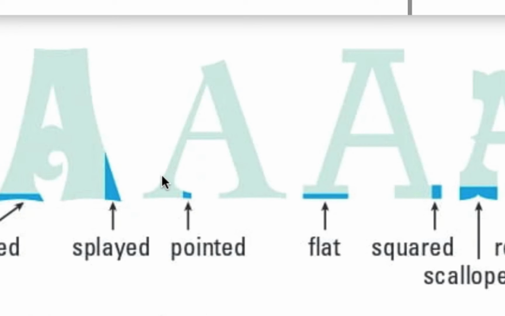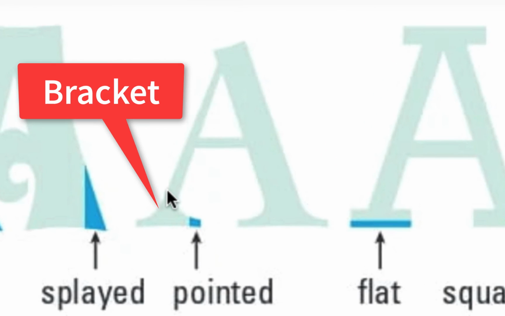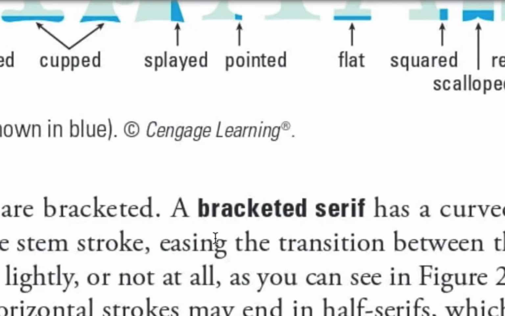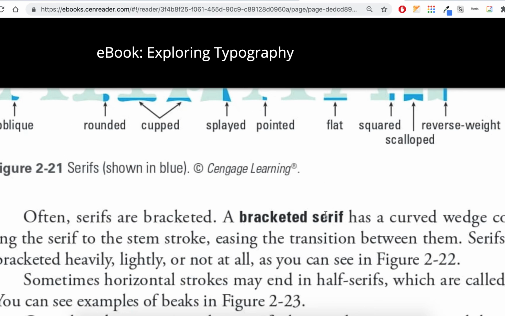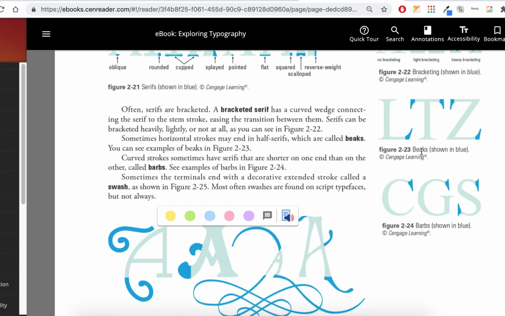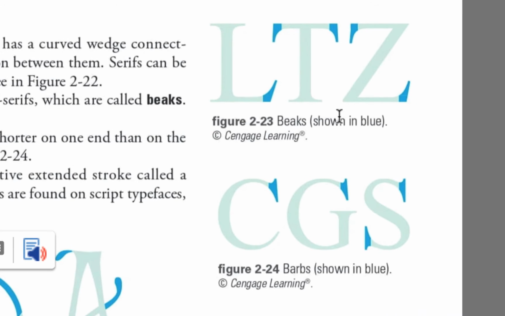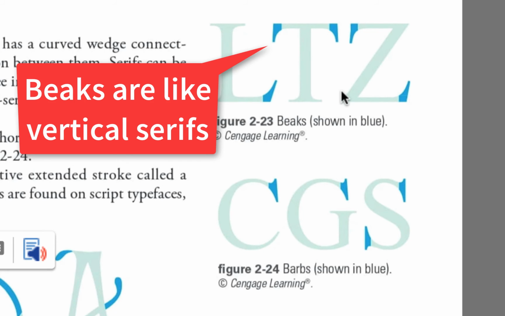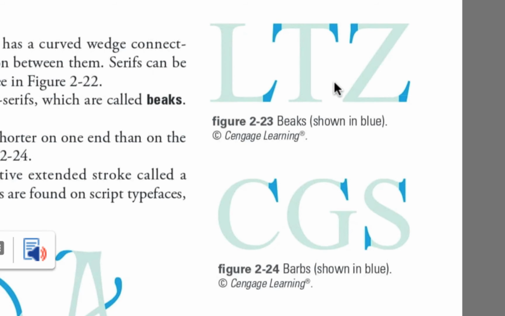And they even talk about the brackets, the way the stroke connects to the serif. There's different ways they connect. Sometimes they're more squarish. Bracketed serif has a curved wedge. So they talk about all these things here too. And this is where they talk about beaks and barbs. So again, barb has that little thing coming off. Beaks are just sticking down. So they're like serifs that aren't on the bottom, but are sticking out more, on the sides, if you look at it that way. So beaks are sticking out on the sides, whereas serifs are on the bottom. Although they really are serifs, but I guess it's a more specialized serif. I guess that's what you could call beaks, as a specialized serif.